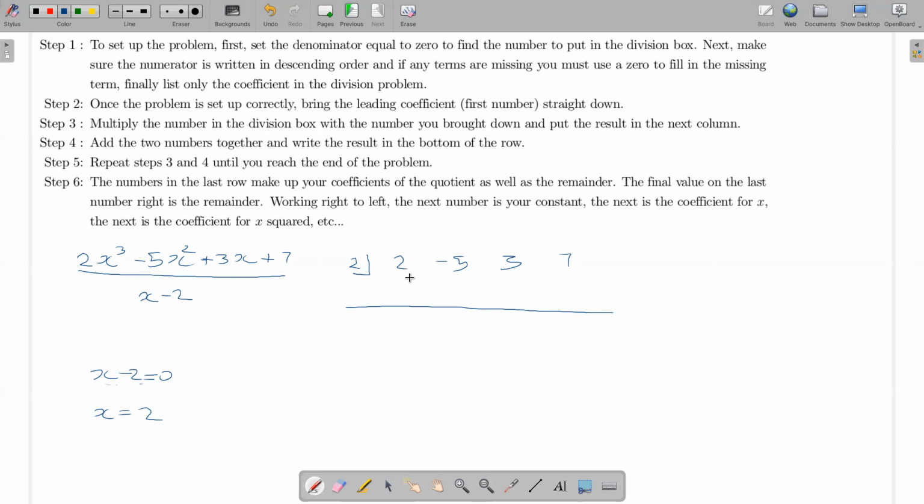Okay, next step, so that is step 1. The coefficients and the opposite sign of this, okay. So we set up the problem, then we bring down the leading coefficient here, 2. Then this is -1, -1 times 2 is -2, we add, we get 1. 2 times 1, 7. Okay, then subtract, I get 0.